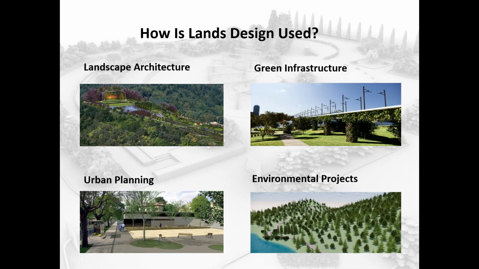So how is Lens Design used? I'm going to show you the main fields where Lens Design is useful. First of all, of course, it's for landscape architecture. And it is also used for green infrastructure design in civil engineering and in architecture, in urban planning, and also in environmental projects, for example, for modeling forests.